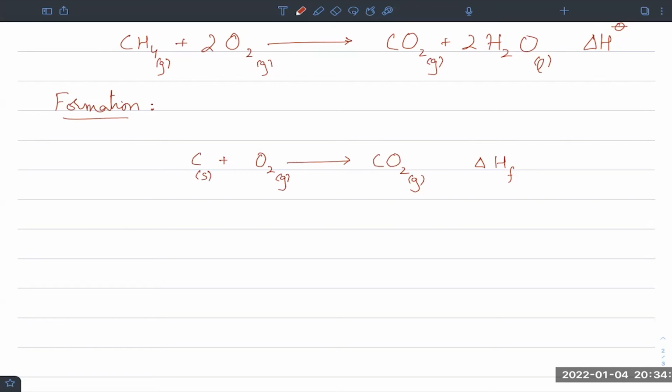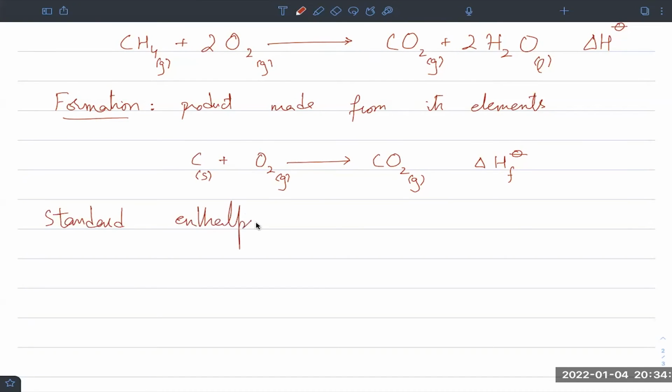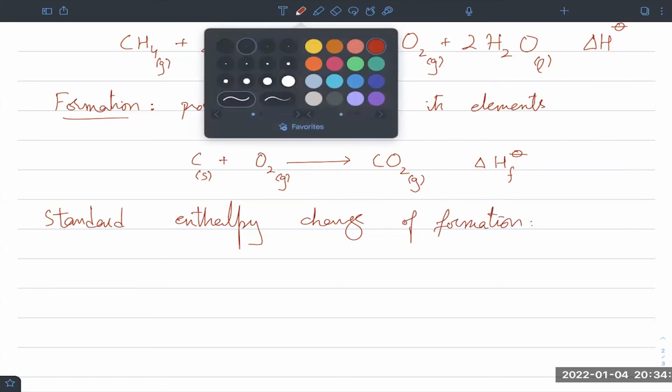Now, that is delta H F. F means formation. Okay, so that's the first one that you have. Now, if I want it to be standard, then I must mention the definition to be standard as well. So what is the standard enthalpy change of formation? Formation is a product made from its elements. Now, if I want it to be standard enthalpy change of formation, then I must add something to the definition of formation. So I can't just say that it is a product made from its elements.